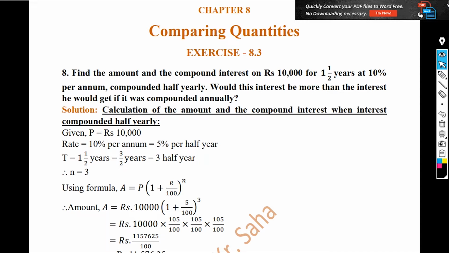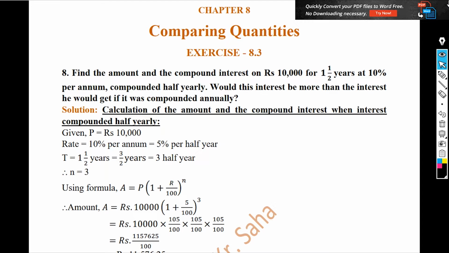Now students, I want to discuss a very important and very good question. Question number 8. Find the amount and compound interest on rupees 10,000 for 1.5 year at 10% per annum compounded half yearly. Would this interest be more than the interest he would get if it was compounded annually?